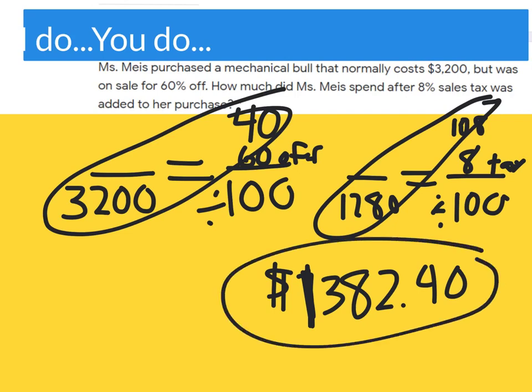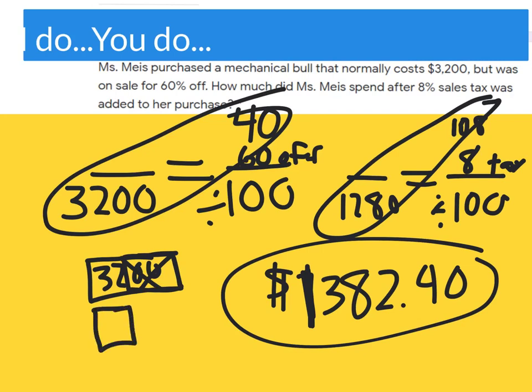$1,382.40. Again, a picture of that would be that it started out as this big price of $3,200. They took off 60%. They took off over half of it. Now you only have to pay this smaller amount, which is now that $1,280. And then they found 8% of that and tacked it on to that. So you have to pay 108% of that $1,280, and that full price then is $1,382.40.